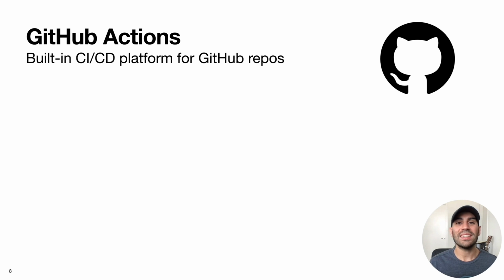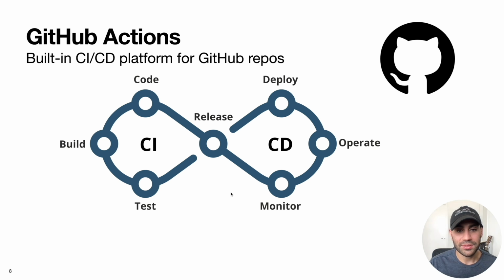GitHub Actions is GitHub's built-in CI/CD platform. CI/CD stands for continuous integration and continuous delivery. The typical schematic of CI/CD looks something like this, where I suppose this is supposed to be some kind of infinite loop of integrating new updates into your software system and delivering those updates in real time.